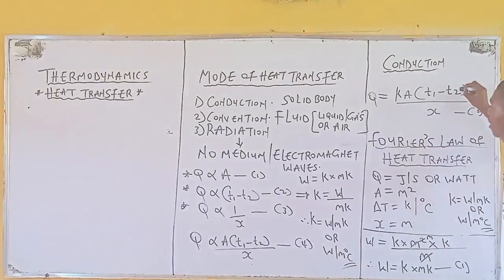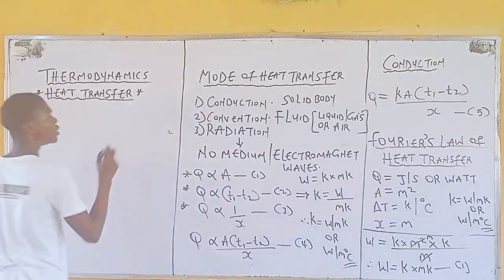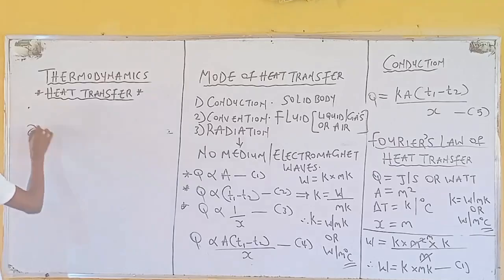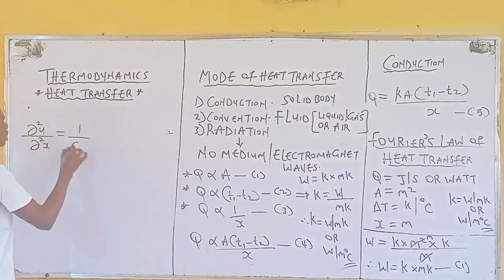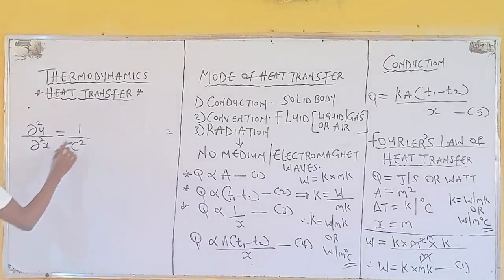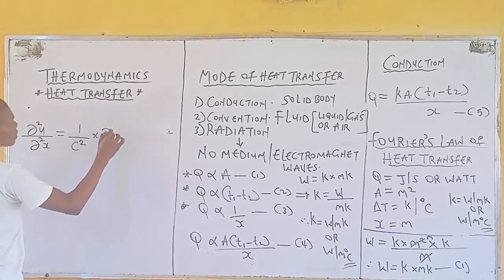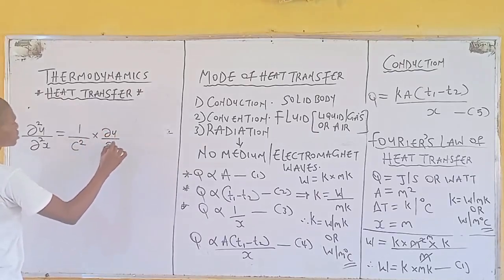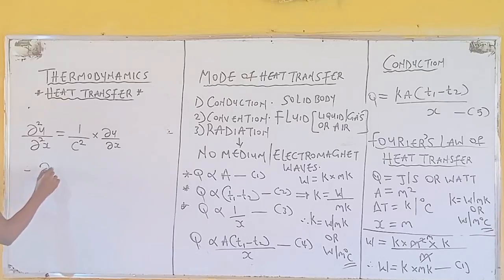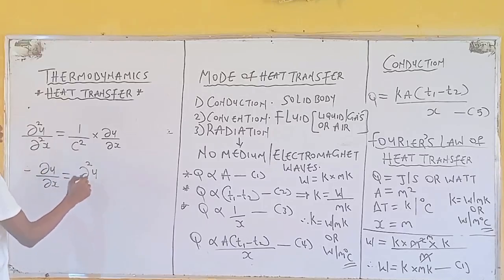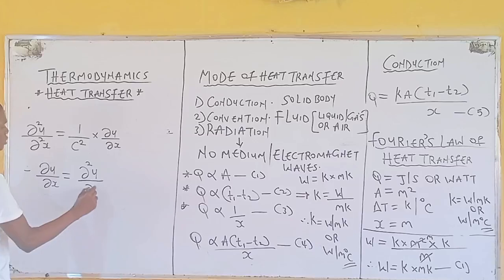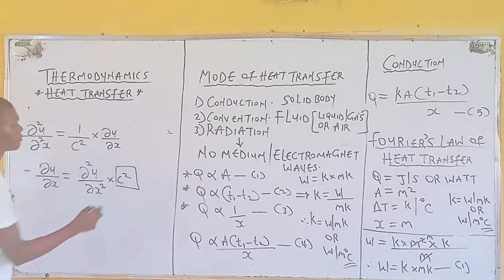In differential form, you can write this equation as the second partial derivative of u with respect to x equals 1 over c squared multiplying the partial derivative of u with respect to t. Therefore, the partial derivative of u with respect to t equals the second partial derivative of u with respect to x multiplying c squared, where this c squared is called the thermal diffusivity.